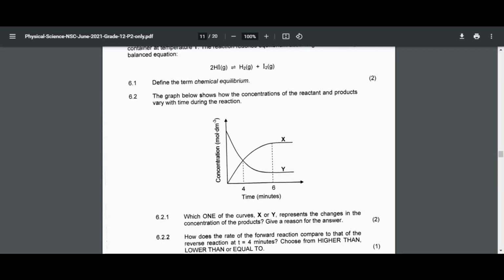Chemical equilibrium is the stage in a chemical reaction where the rate of the forward reaction equals the rate of the reverse reaction. Okay, that's pretty simple enough to understand, I guess.